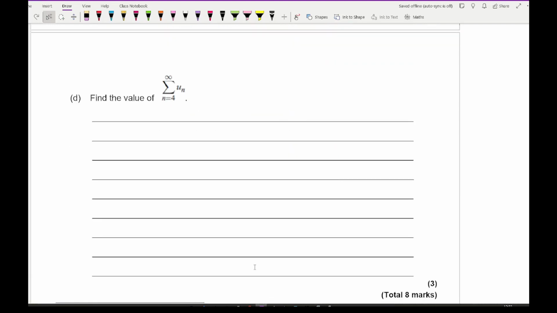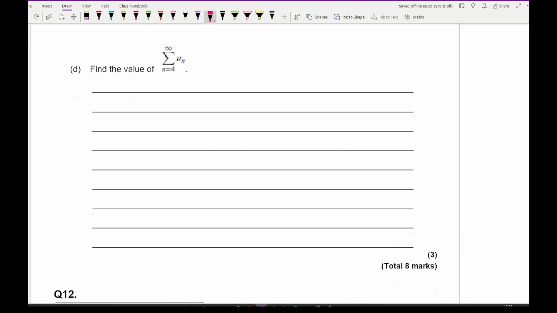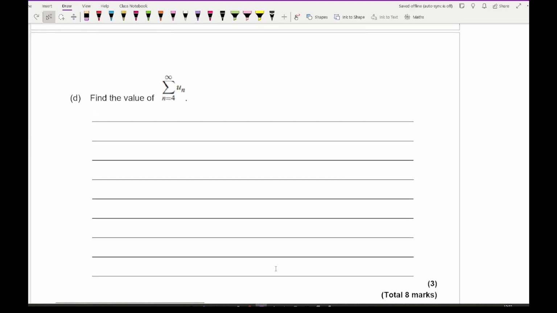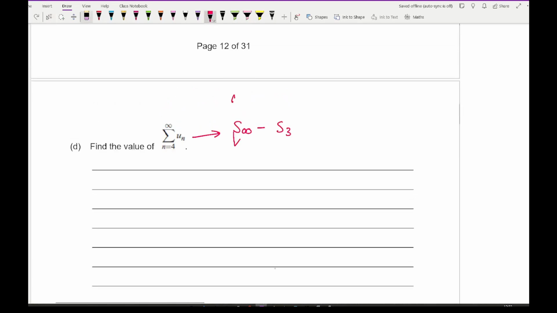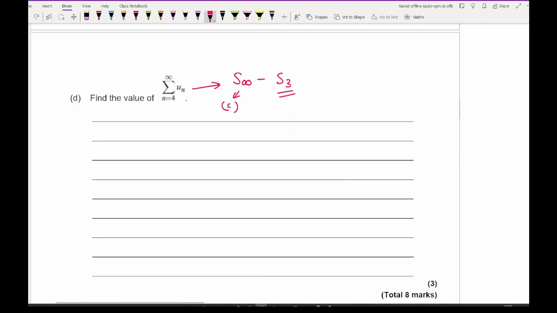Then moving on to question D, it says find the value of, and it's given me that the sum of the 4th terms take away sum to infinity. So for this, to work this out, this is going to be the sum to infinity minus the sum of the first 3 terms. Now I know that the sum to infinity is part C. So this is the answer in part C. So this is what I then need to work out, which is the sum of the first 3 terms.